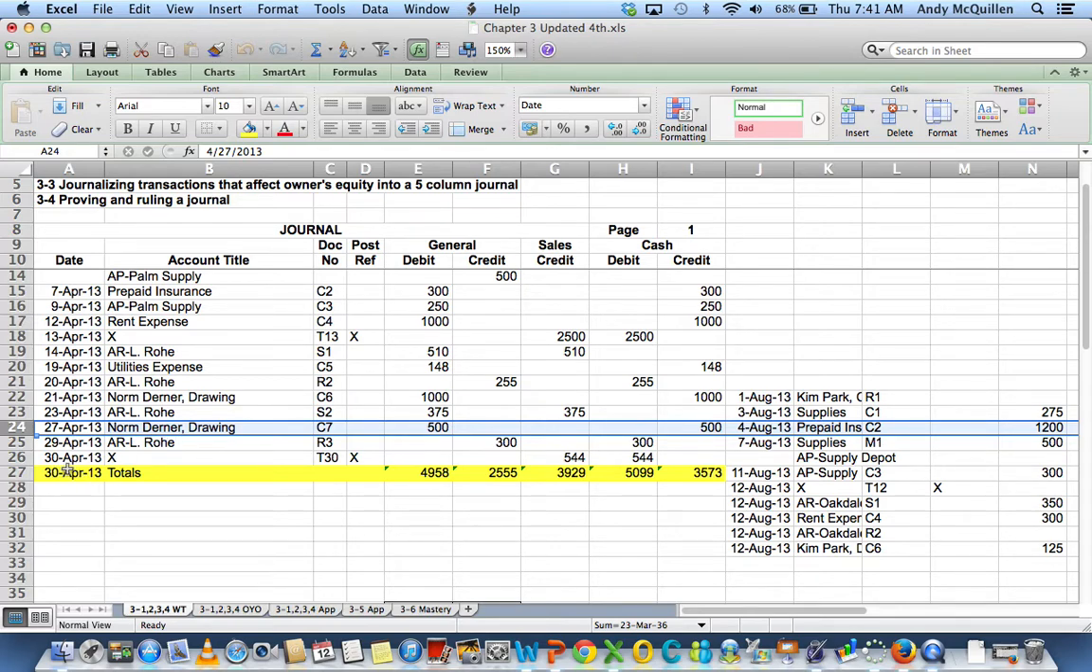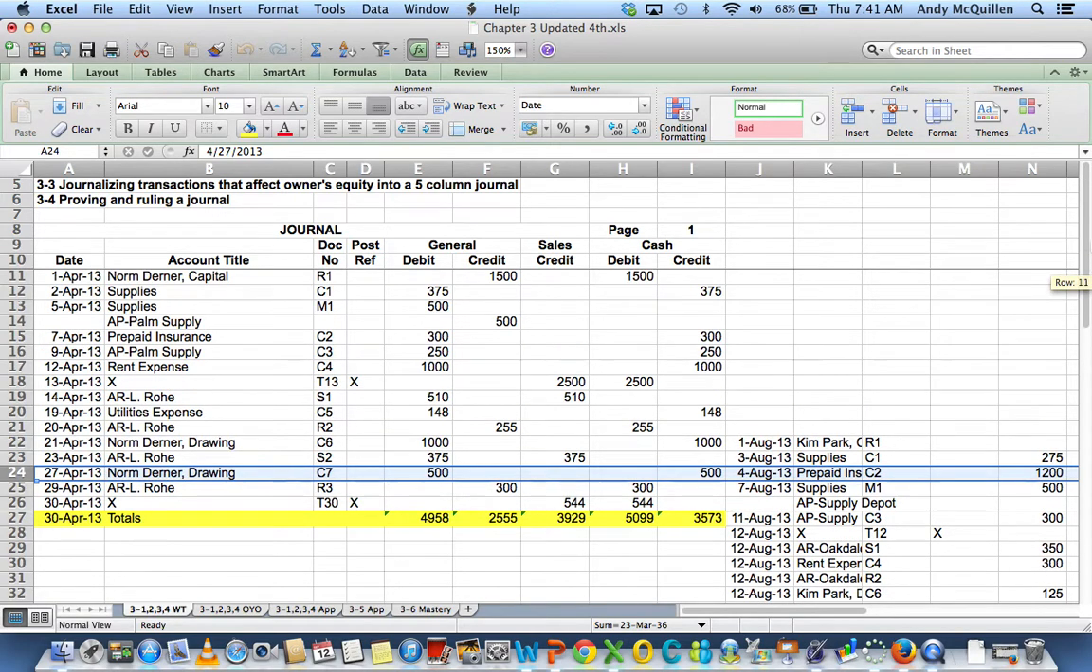On the last day of the month, we have totals. Then we have our general debit, credit, sales credit, cash debit, and cash credit totals. So we total up each column, which is from the top to the bottom.